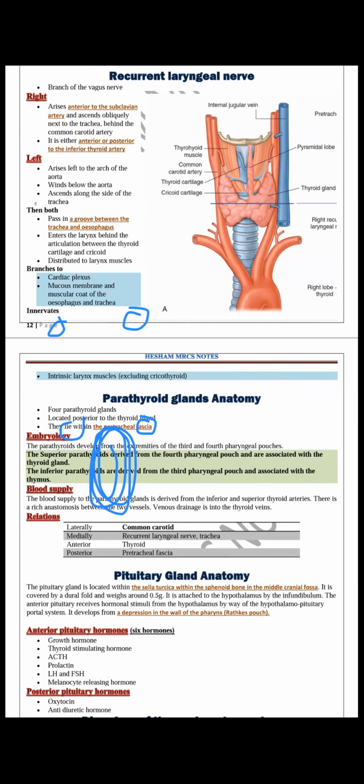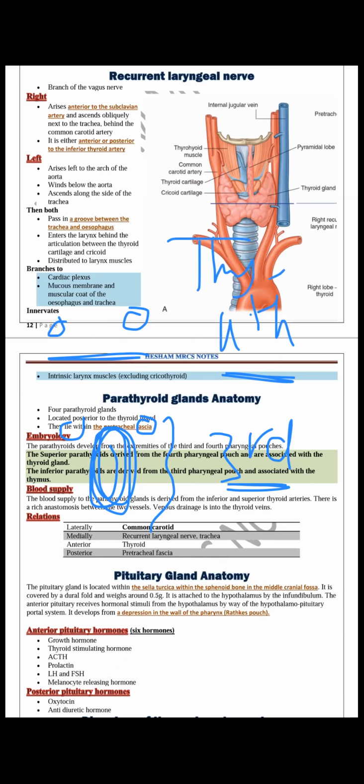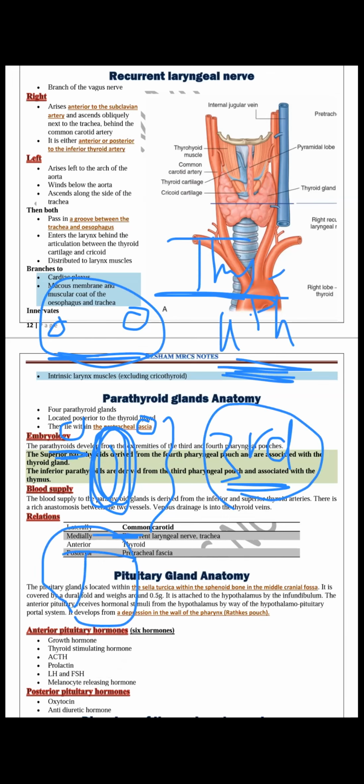The inferior parathyroids and the thymus gland arise from the 3rd pharyngeal pouch, while the superior parathyroids arise from the 4th pharyngeal pouch with the thyroid. So superior with thyroid are related to the 4th, while inferior with thymus, which is T, thymus, are related to the 3rd, which is T. So inferior is related to the thymus, related to the 3rd pharyngeal pouch.